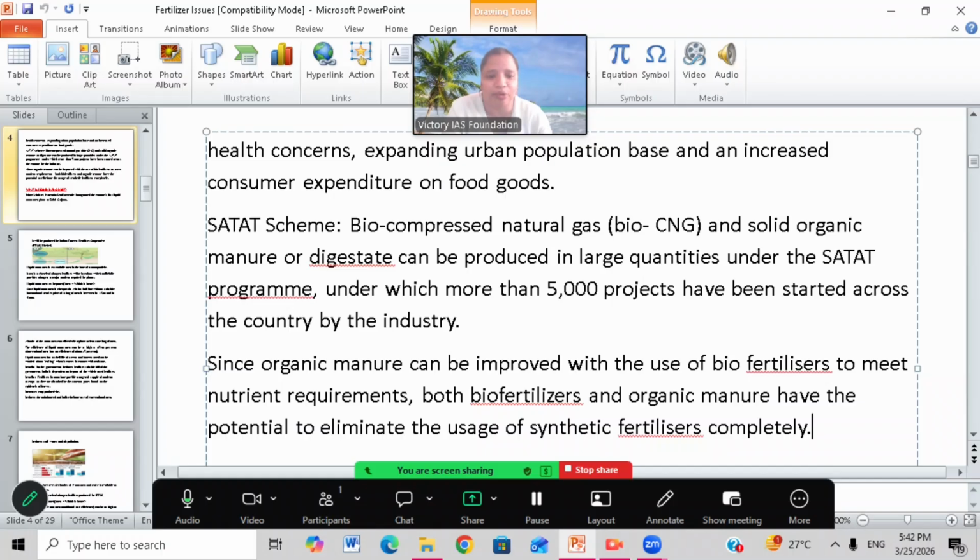Okay. Since organic manure can be improved with the use of biofertilizers to meet nutritional requirements, both biofertilizers and organic manure have the potential to eliminate the use of synthetic fertilizers completely. So by using biofertilizers, organic manure can be improved. So using these two organic fertilizers, that is biofertilizers and organic manure, we can gradually avoid chemical fertilizers in crop production altogether.